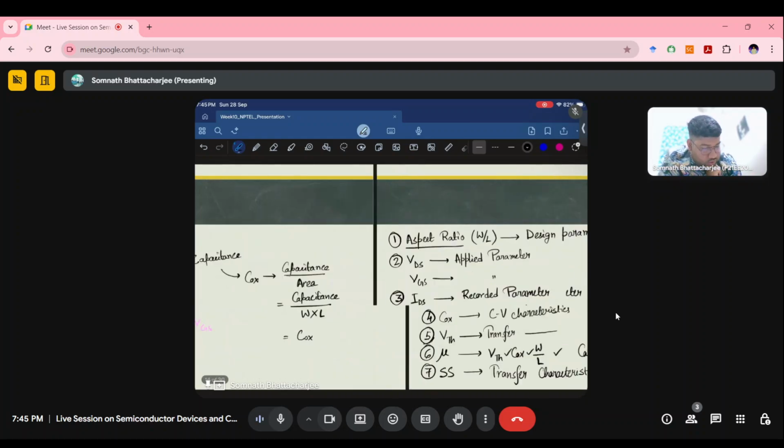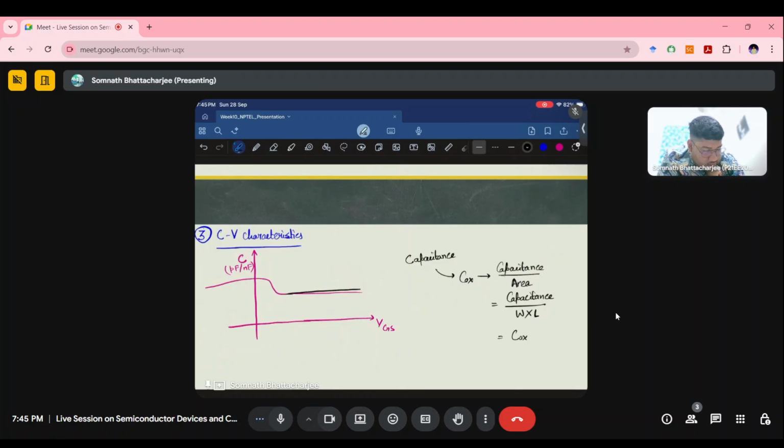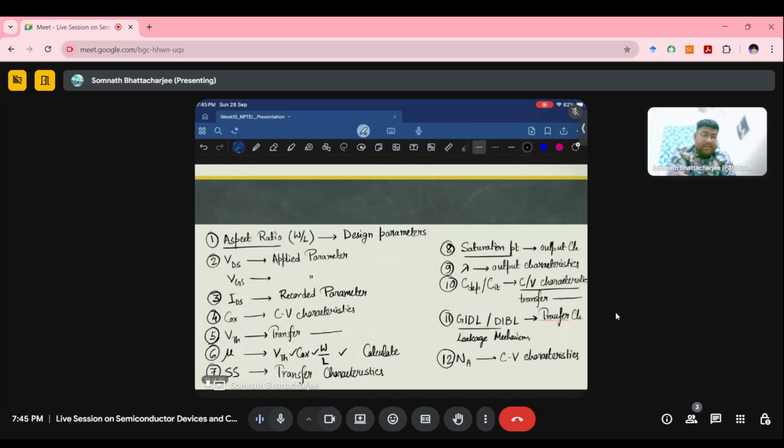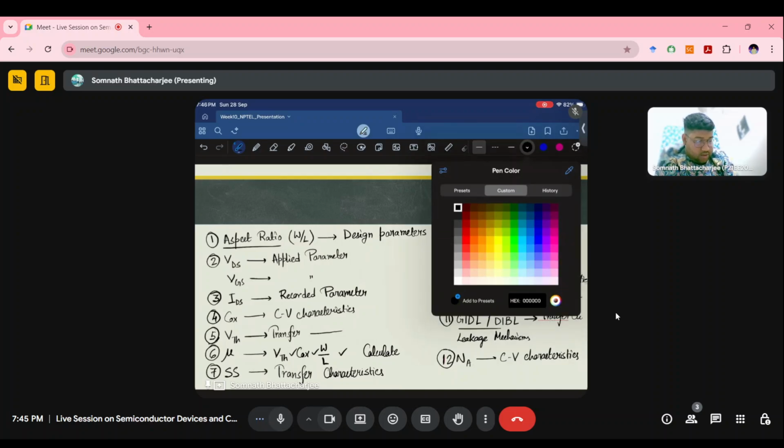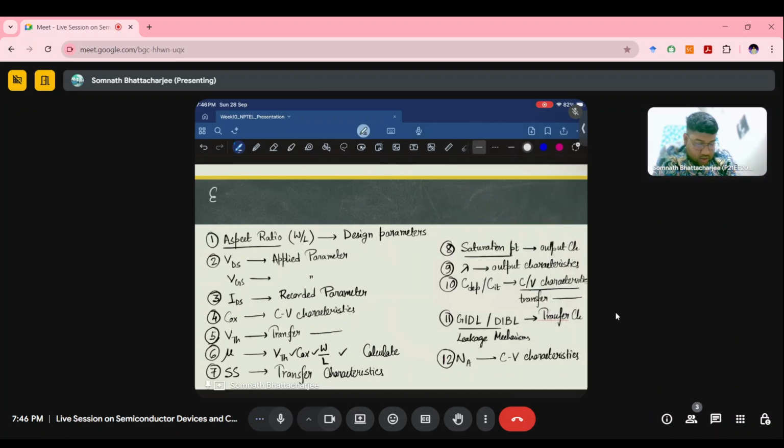So this part of this is nothing but due to both of these, right? CDEP and CIT. So this is one by one of CDEP and CIT, and based on that, we can also calculate the value of NA. So these are the several parameters which can be directly extracted from the curves itself.